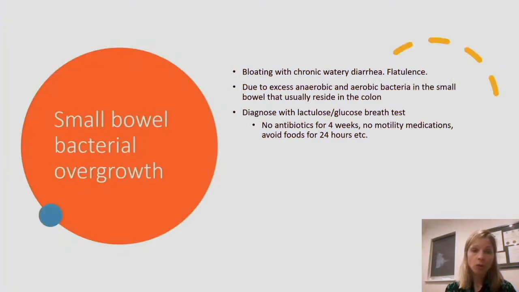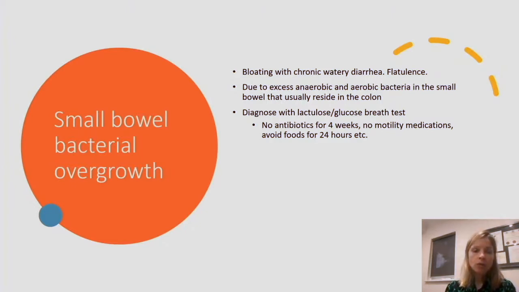Small bowel bacterial overgrowth is not an uncommon cause, and I won't go into why that is in detail, but it can be due to motility, can be due to medications, can be due to the amyloidosis itself depositing in the bowel. Basically it presents with bloating and chronic watery diarrhea. Flatulence can be a problem with this, and it's basically due to too much anaerobic and aerobic bacteria found in the small bowel that usually should reside in the colon. It is diagnosed with a special breath test.